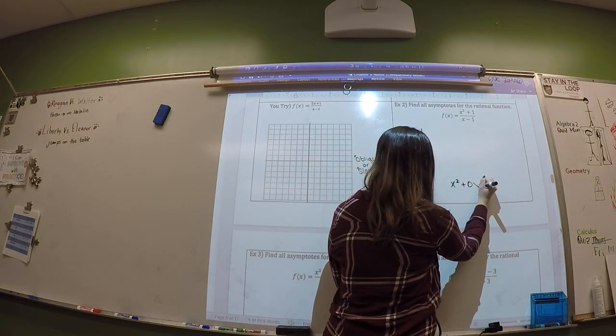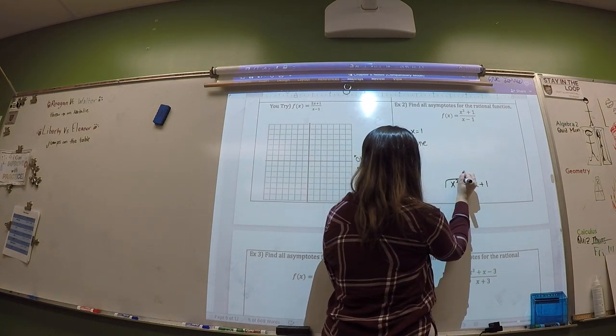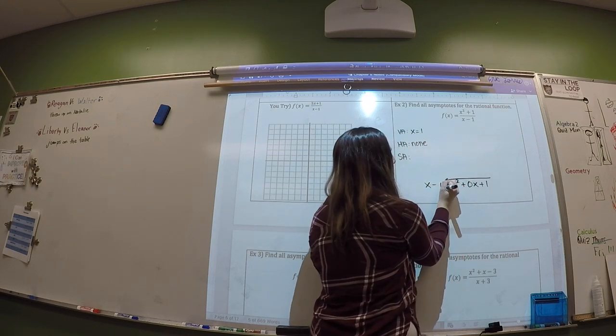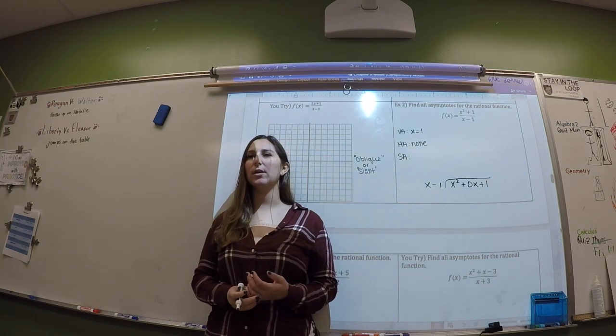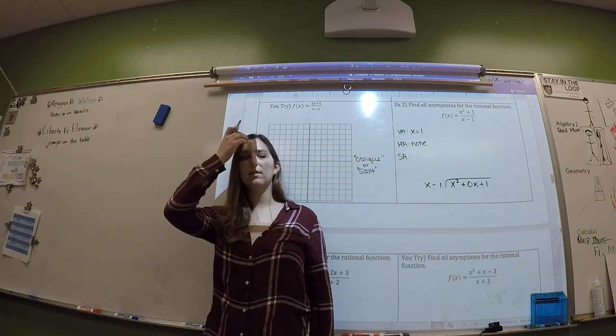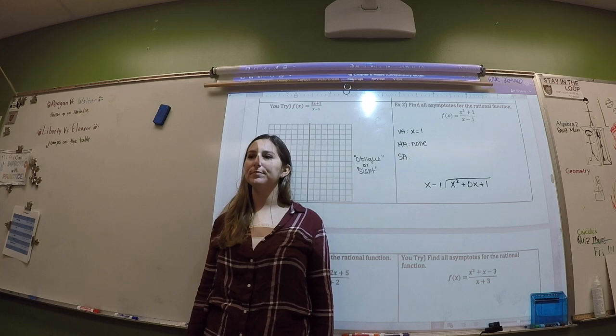I'm going to add a 0x, and we are going to divide by the denominator. So I'm adding that middle term, but you don't really have to do that. You could probably get away with not doing it if you forget. It'll just be uncomfortable.